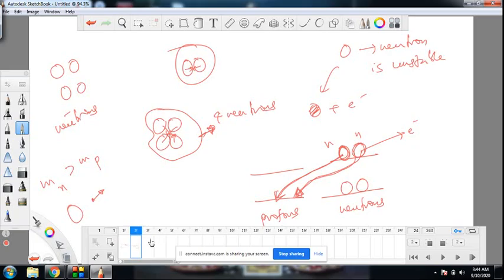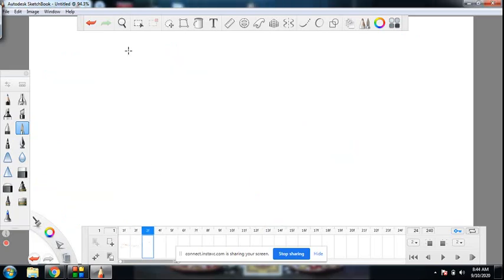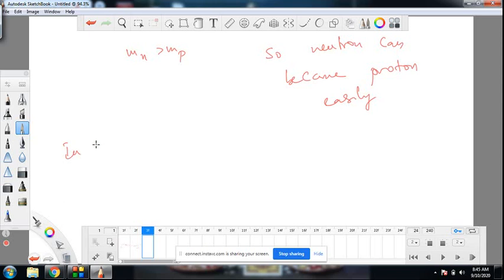Now, the mass of a neutron is more than the mass of a proton. So a neutron can become a proton easily. A more massive thing can become a less massive thing. But in some cases inside the nucleus, a proton gets converted to a neutron.